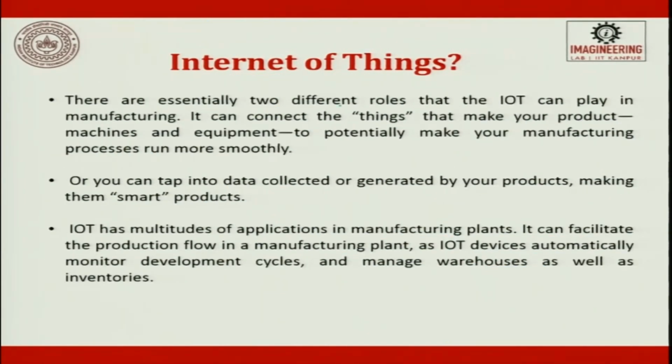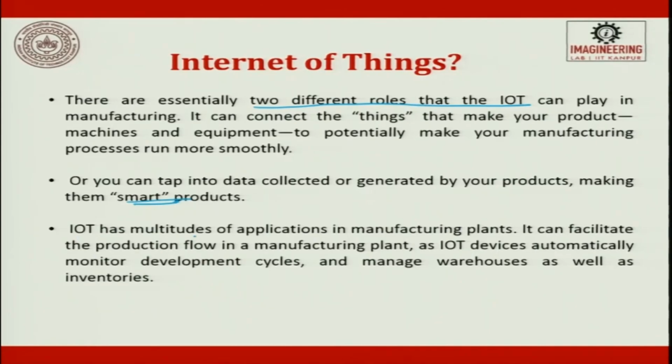There are essentially two different roles that the IoT can play in manufacturing. It can connect the things that make your product, machines and equipment, to potentially make your manufacturing process run more smoothly, or you can tap into data collected or generated by your products, making them smart products. So, two different roles are played by IoT. One, making the product smart, and the other, connecting inside the factory.